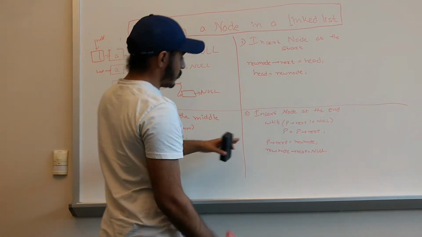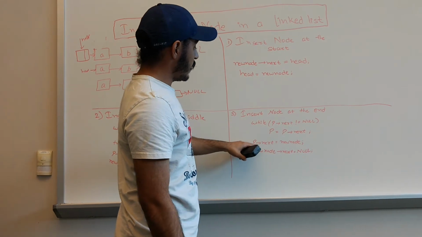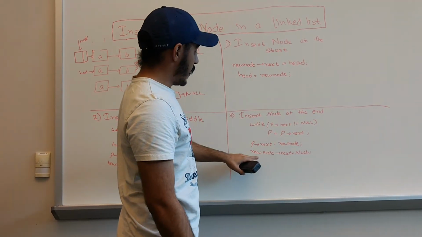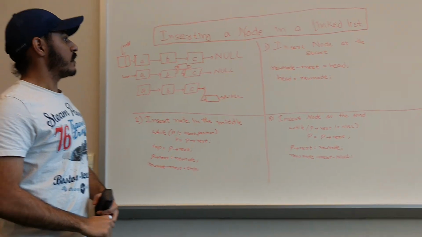So this is basically what this code is doing. While we do not reach null, go to the next node, and then finally change the next pointer of the last node to point to the new node that we just inserted, and the next of the new node will now point to null. So this is how we can insert a node in a linked list.